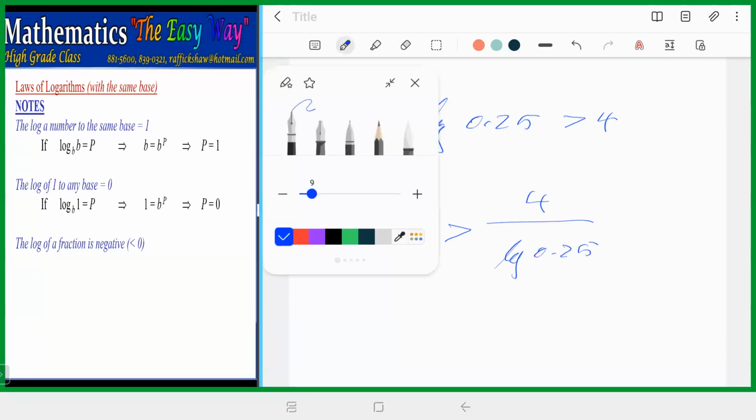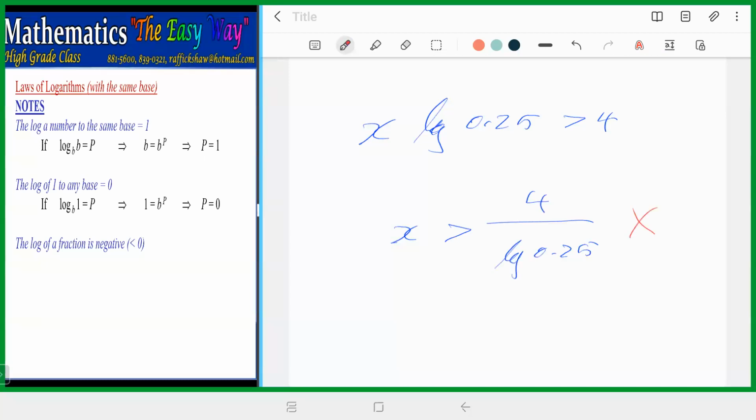But this would be wrong. Why would that be wrong? Because you're dividing by a negative value, because this is negative. So you would have to know that the log of a fraction is negative. You understand that? Because the log of a fraction is negative, if you divide by the log of 0.25, you're dividing by a negative number. So you have to reverse the inequality sign, because when you multiply or divide by a negative number, you have to reverse the sign. So this sign would have to become less than.